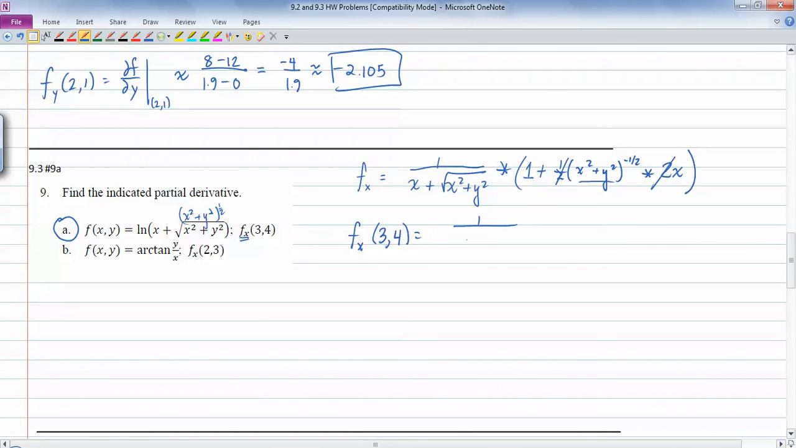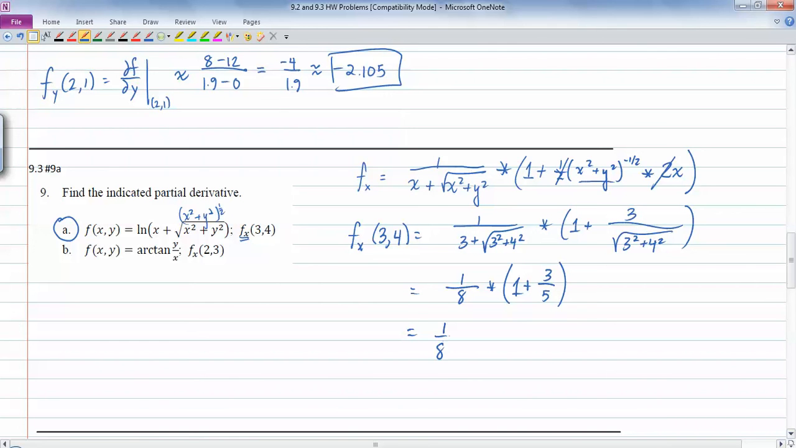So this is going to be 1 over 3 plus the square root of 3 squared plus 4 squared times 1 plus, and then this will be 3 over the square root of 3 squared plus 4 squared. And then 3 squared plus 4 squared is 25, so square root of that's 5. So this would be 1 over 3 plus 5, which is 8, times 1 plus 3 over 5. And if I simplify that a little bit more, it's 1/8 times 8/5. So then these cancel and we get 1/5. Okay.